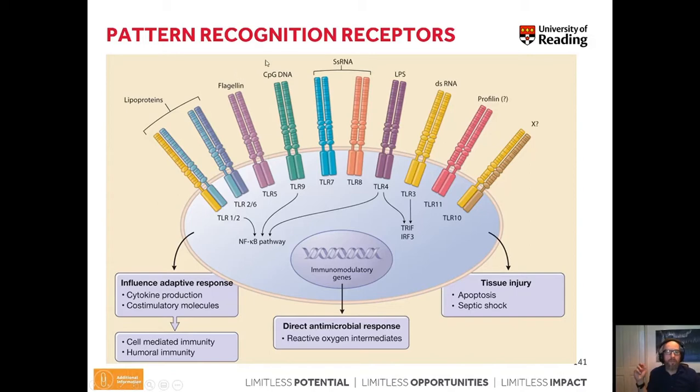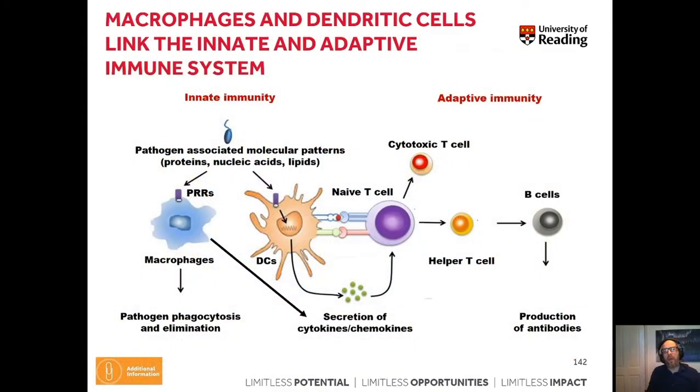Binding of those pathogen-derived patterns or molecules to those receptors triggers activation of the so-called NF-κB pathway, which results in the transcription of immunomodulatory genes and also cytokines. So, when a pathogen-derived molecule is recognized by those pattern recognition receptors or TLRs present on the surface of macrophages and dendritic cells, this leads not only to pathogen phagocytosis and elimination, but also to secretion of cytokines.